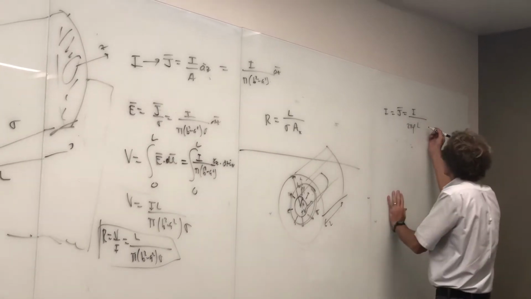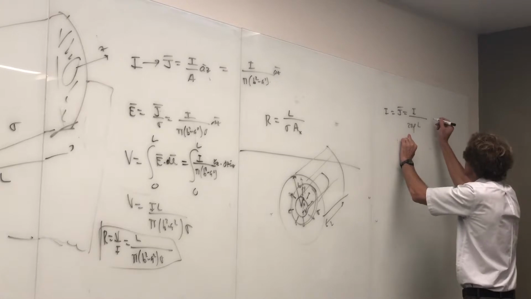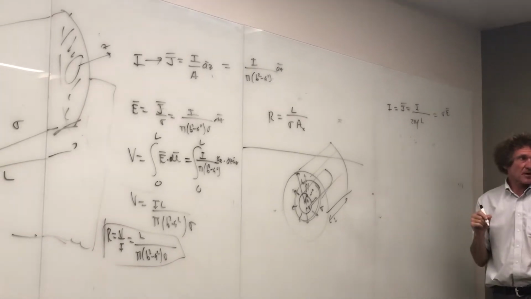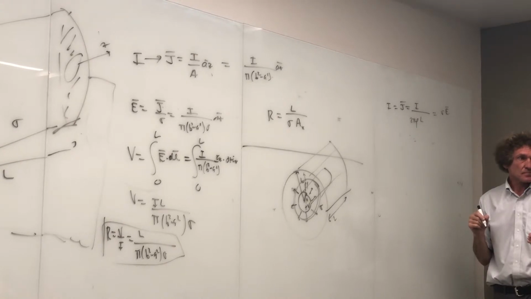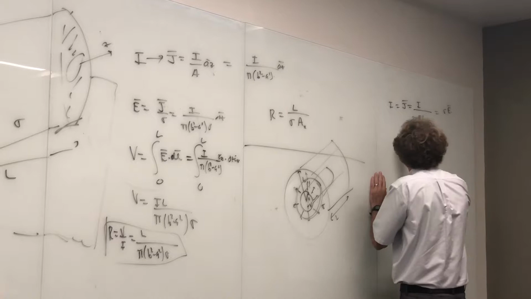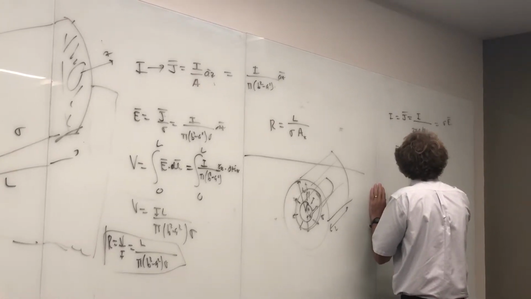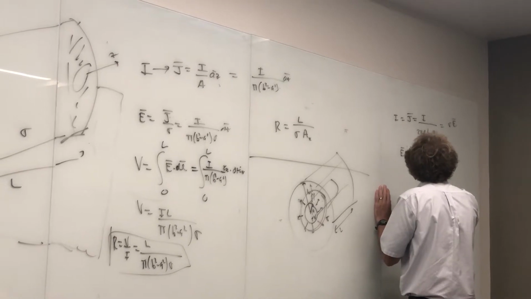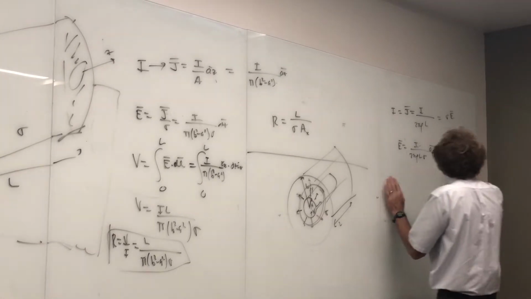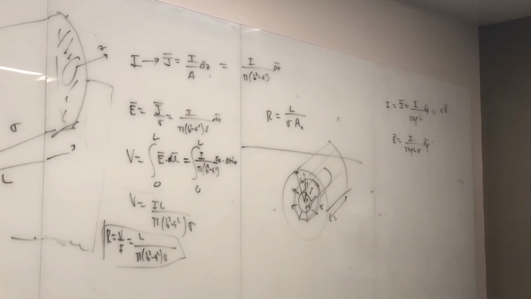Now I have to divide, I'm going to say that is J. Well, what is J? Well, J is sigma E. I think everybody agrees with me, correct? So I can get E, which would be equal to I over 2 pi rho L divided by sigma, and it would be in the A rho direction. I should have put A rho here. And does everybody agree with me there?